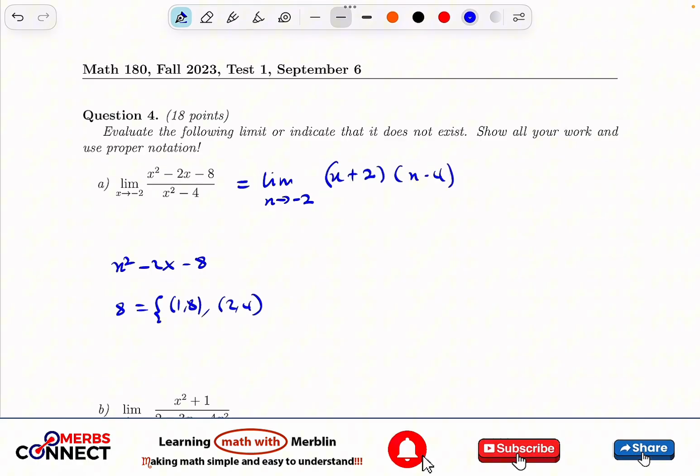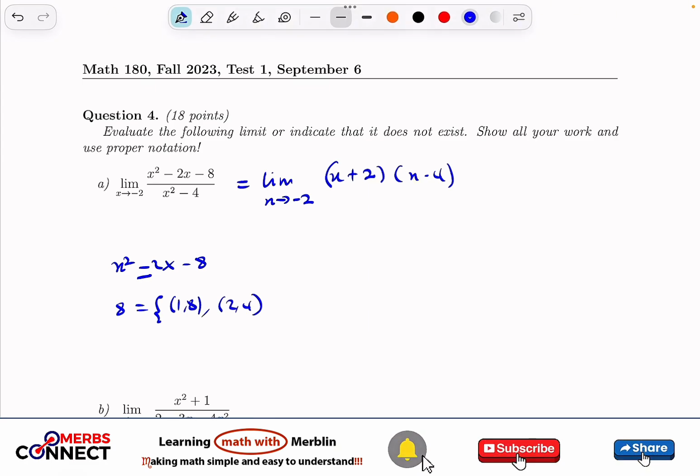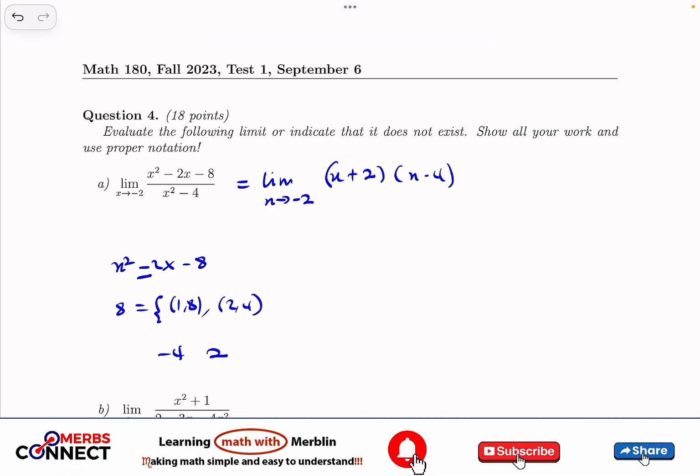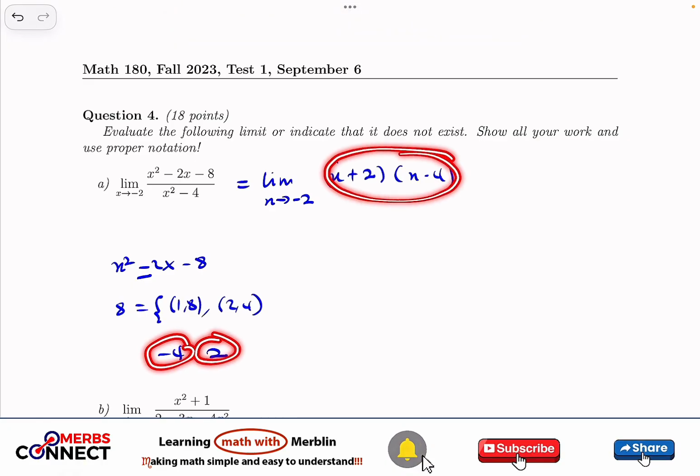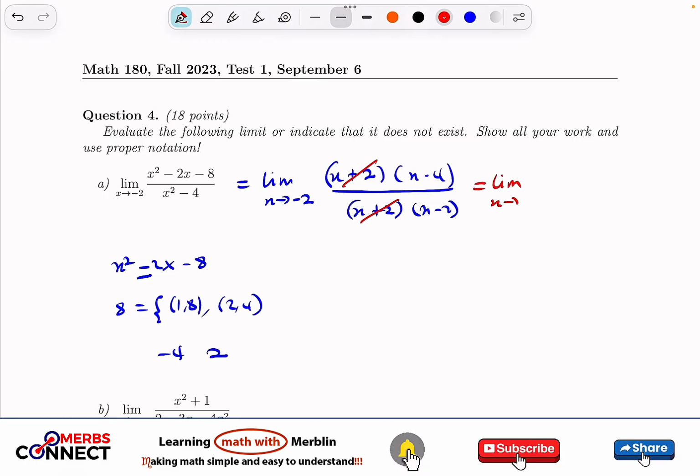Why did I do that? Because for me to use the 2 and 4, I need to get negative 2. So I'm going to use minus 4 and 2. If I'm using minus 4 and 2, then this is what I'm going to get at the end of the day. Now, divided by, this is a difference of 2 squares, so I'm going to have x plus 2, x minus 2. Now I'll be able to cancel this and this out, and I'm going to have the limit as x is approaching minus 2 of x minus 4 divided by x minus 2.